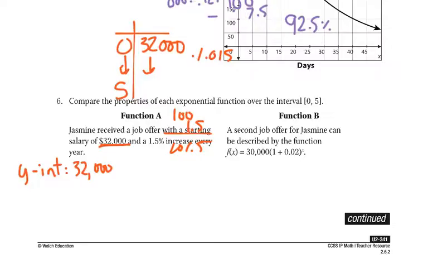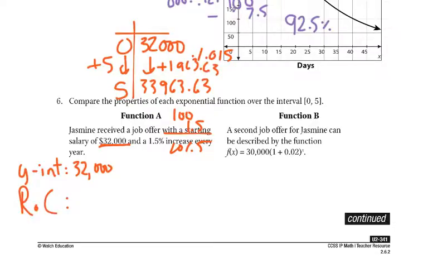So in year 2, she would have made $32,480. Year 3, $32,967.2. Year 4, $33,461.71. And in year 5, $33,963.63. So we're adding 5 here. We subtract 32,000, and we are adding 1963.63.